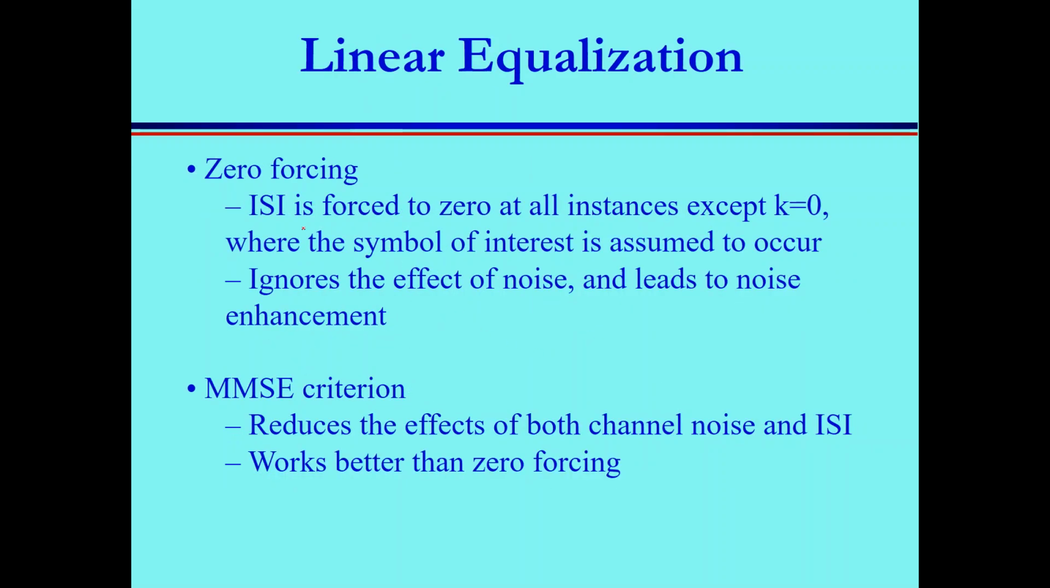Now, the second equalizer is the minimum mean square error estimator. This reduces the effect of both channel noise and intersymbol interference. It tries to balance between removing interference and avoiding enhancing the noise as much as you can. So it strikes a balance between both. It works better than zero forcing, but it's still not the optimal one.